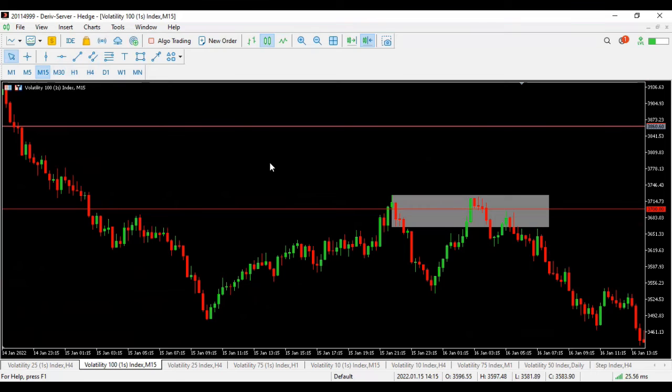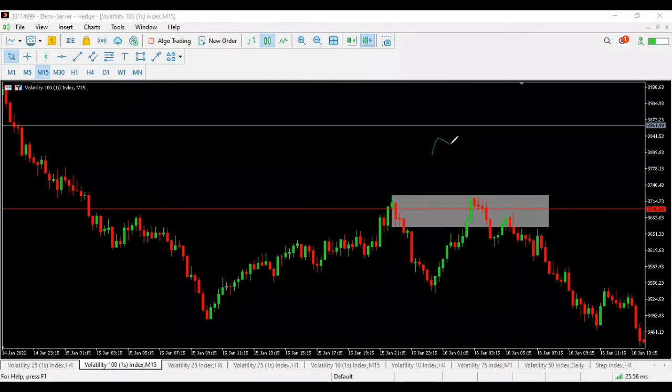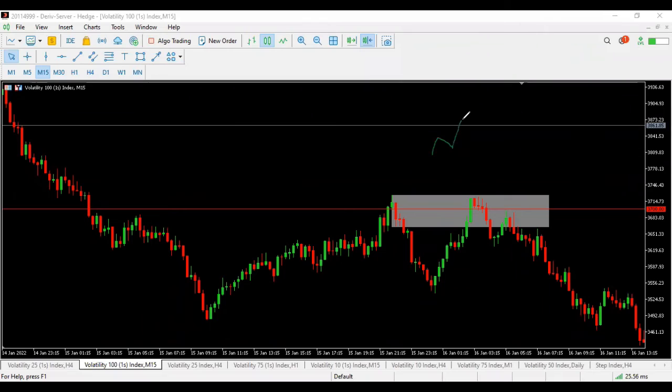There's the head and shoulder. I'm sure you guys know what the head and shoulder is all about, but for those who don't, let's just draw quickly. All right, so a head and shoulder is something like this. This is the left shoulder. This is the head. And this is the right shoulder. And our entry will be upon the neckline over here.